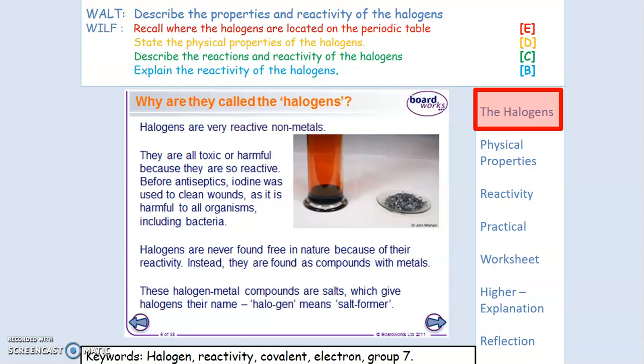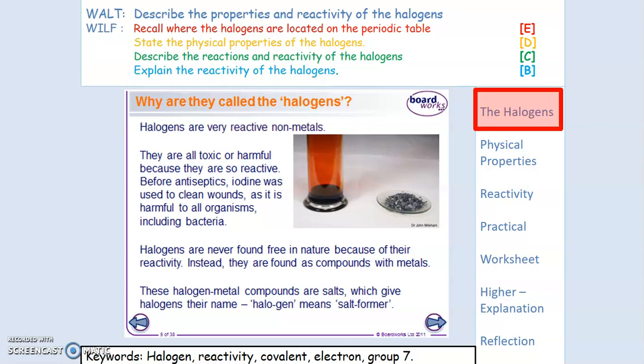Okay, you don't find the halogens in nature free as pure elements because they are so reactive, but you generally find them as compounds. Okay, and that's where the name halogen comes from, because they form salts with metals so easily. Halogen means salt former. Okay, none of these are on the fact book, but that's just a bit of background.